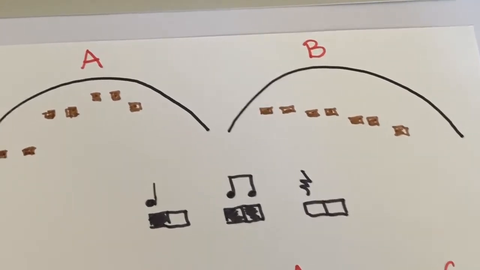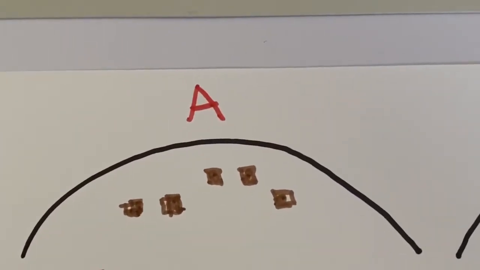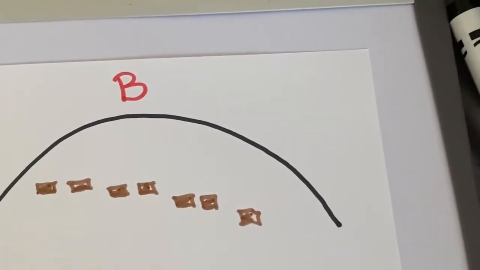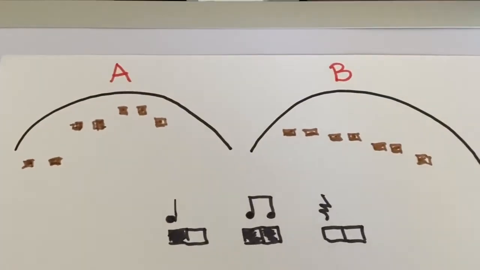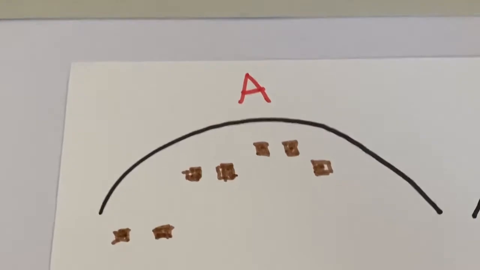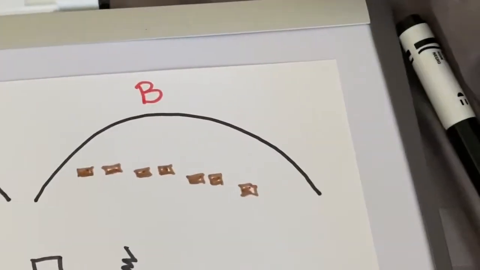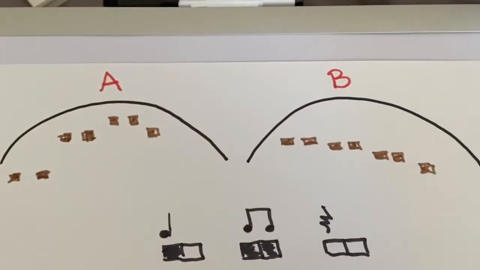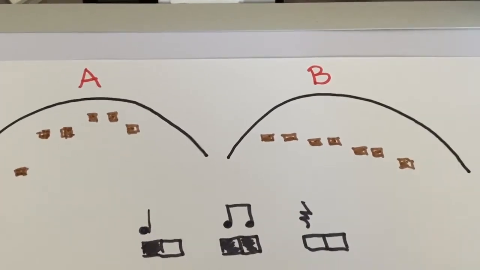We have two phrases. One is an A phrase and one is a B phrase. What that just means is that one phrase is like this and the other one will be different. And I'm planning on having the shape look like this.